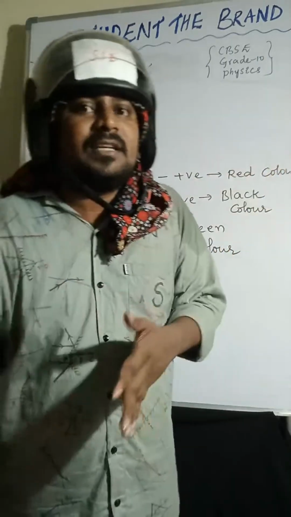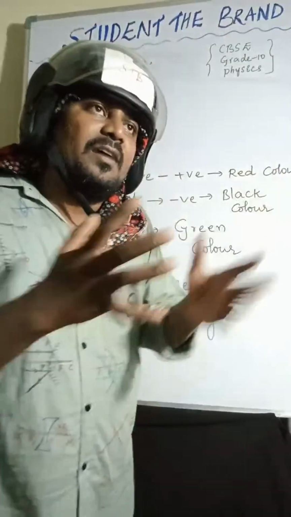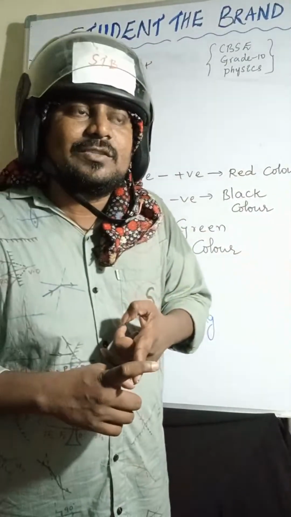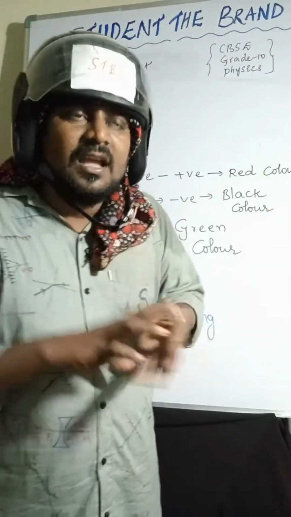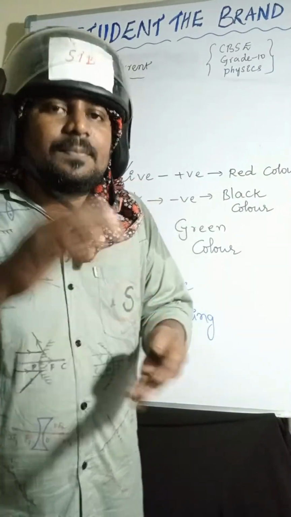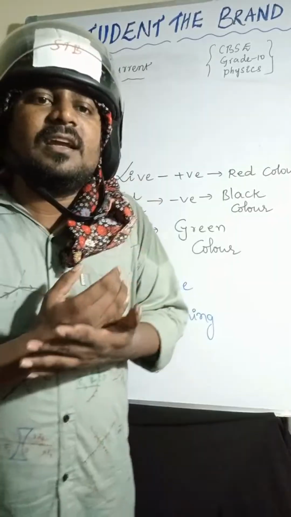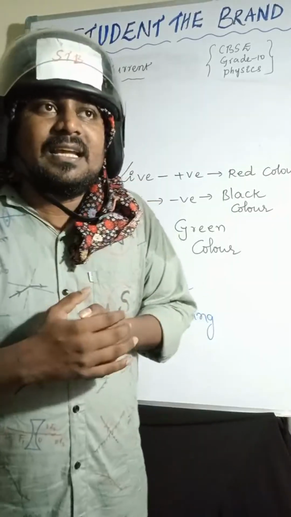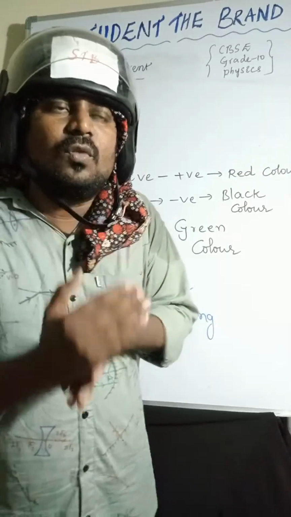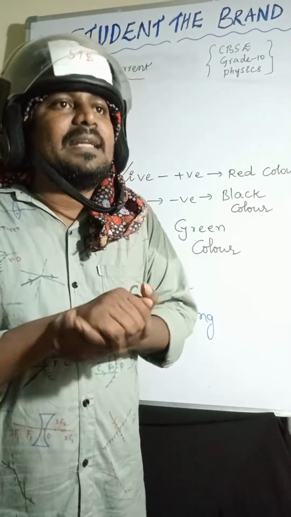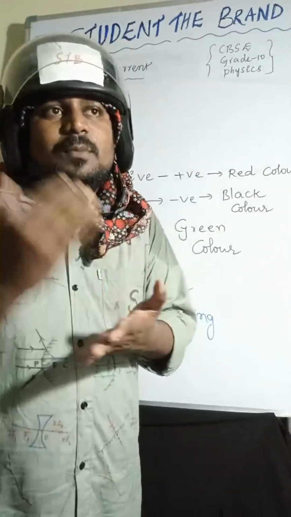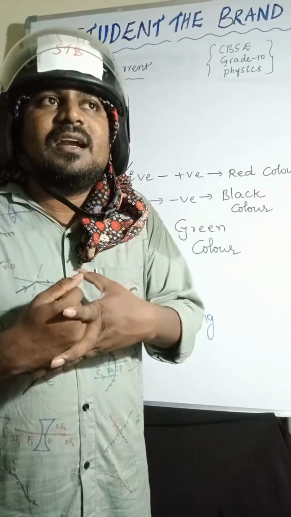Next, one more point: resistance and resistivity. Resistance is the phenomenon of opposing the electric current. The SI unit of resistance is ohm. It depends on length, area of cross section, temperature, and material. Coming to resistivity, the SI unit is ohm meter. Resistivity does not depend on length and area. Resistivity depends on temperature and the material of the conductor.